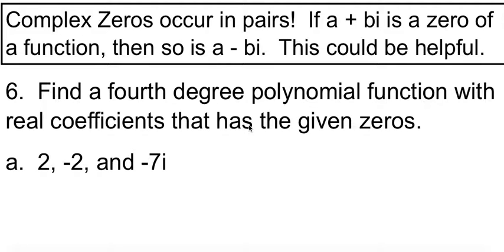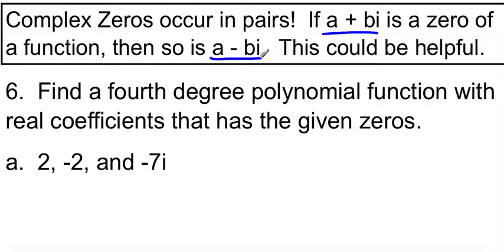Okay, so let's talk about complex zeros, because I'm sure you wanted to know more about them. One fascinating piece of information is that complex zeros always occur in pairs. So what this means is if the complex number a plus bi is a zero of a function, then so is a minus bi. Those are called conjugates, if you remember from earlier this year, which is actually really, really helpful.